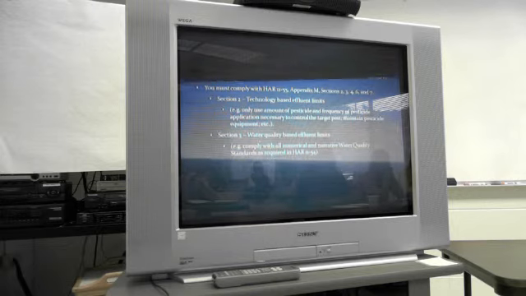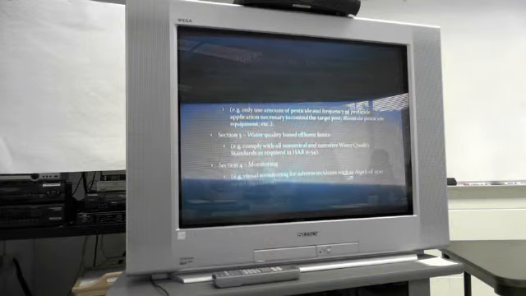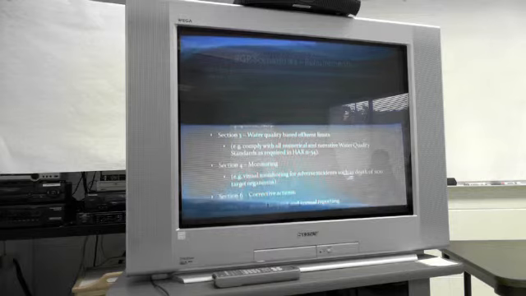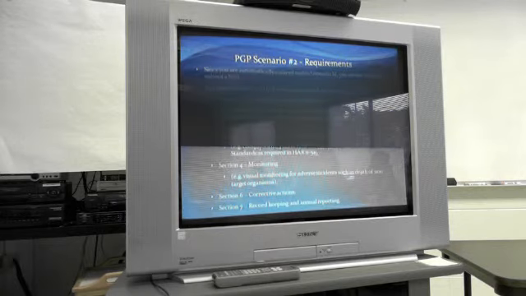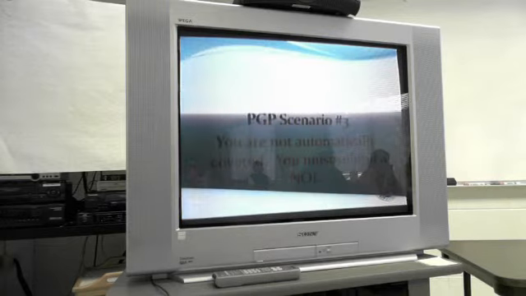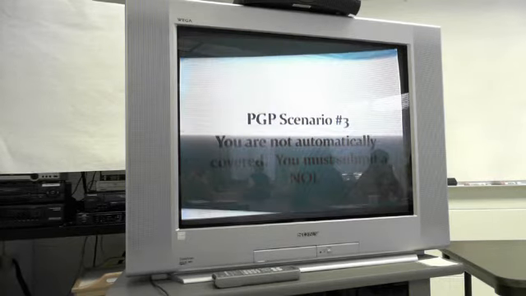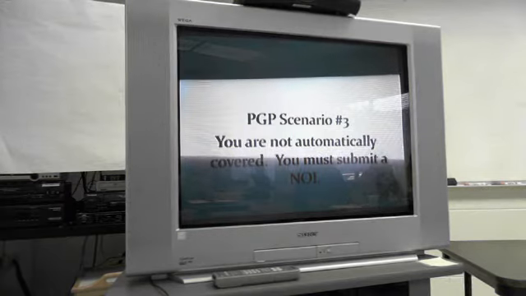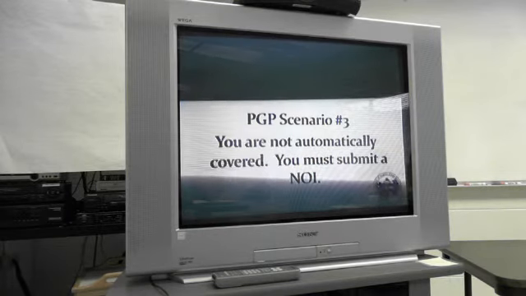Please read HAR 11-55 Appendix M for all requirements. Now we are going to cover PGP Scenario 3. In this scenario, you are not automatically covered under the PGP and you must submit a NOI.